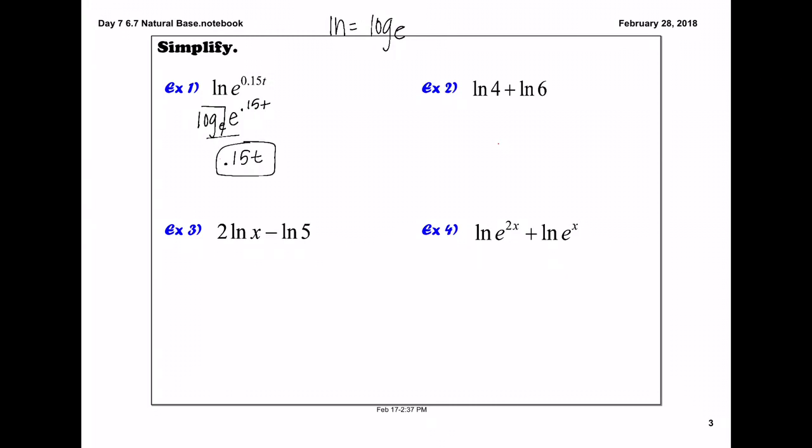To simplify example 2, we have the natural log of 4 plus the natural log of 6. This, you should think the product property. We have the natural log of 4 times 6, which is 24. In example 3, we have a 2 out front, and we have a subtraction sign, so we should think of the power property and the quotient property.